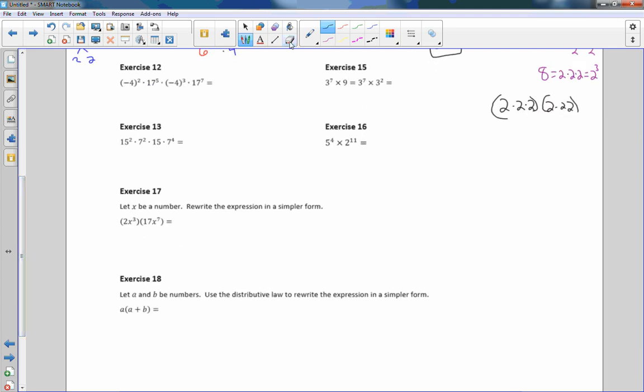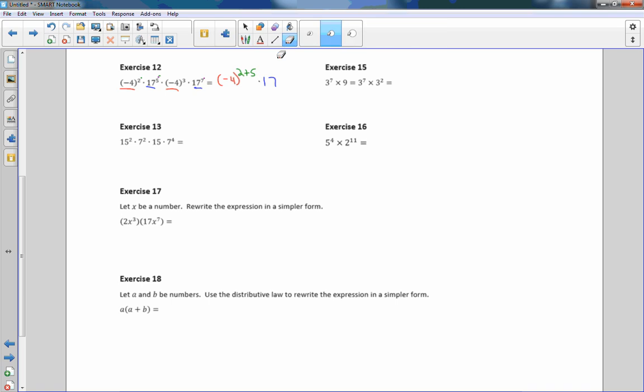Exercise 12. Let's erase some of this other stuff that's hanging over, distracting, and go back to here. Alright, so I have a base of -4. I have a base of -4. 17 is prime. I cannot combine those two, so I'm just going to focus on the -4 first. And I have a power of 2 and a power of 5, and I add that, 2 plus 5. Okay, and then I'm still going to be multiplying by the other base, which is 17. So it's going to be 17 to the power of 5. I'm sorry, yes, 5. Plus 7.